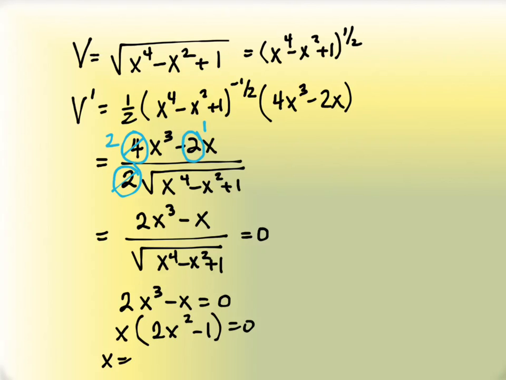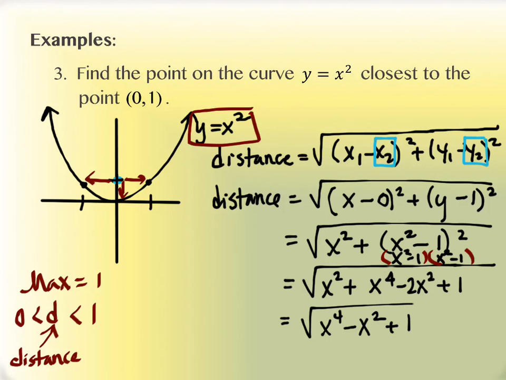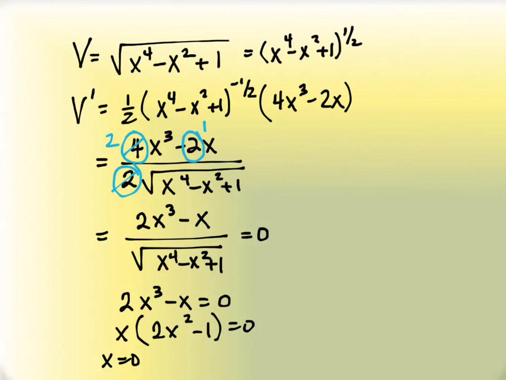The first piece gives me x equals 0. The second piece gives me something else. X equals 0 is already a point that I considered. It's this point right here. Maybe I'll do it in a different color so you can see. It's this point. If x is equal to 0, that's where I am on my curve. So that's already a point that I'm having under consideration anyway.